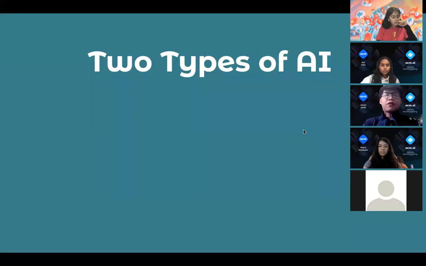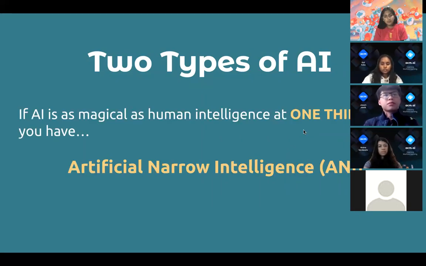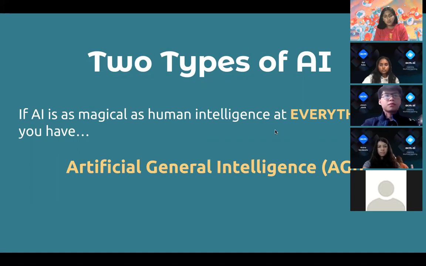Nonetheless, there is still artificial intelligence today. There are still things we consider magical. And there's a distinction between the two types of AI that we want to make. If AI is as magical as human intelligence at one specific thing, like exactly one thing, or maybe a subset of things, like two or three things, but not very many, we have what's called artificial narrow intelligence, or ANI. On the other hand, if AI is as magical as human intelligence at everything, you have artificial general intelligence. So the key distinction there is being good at one thing versus being good at everything.